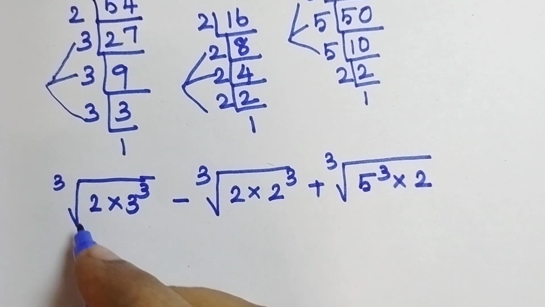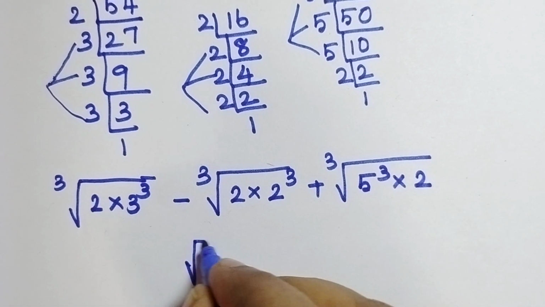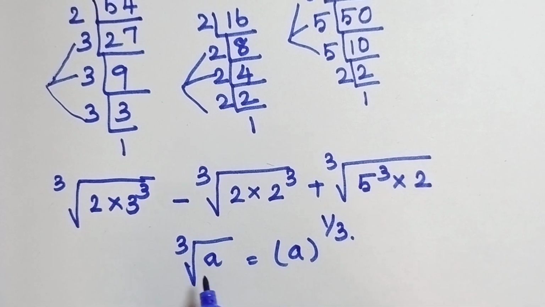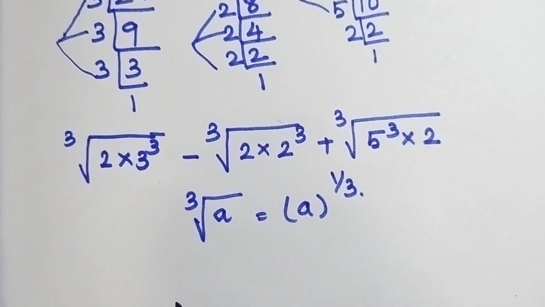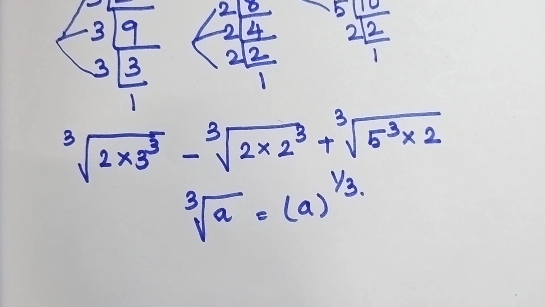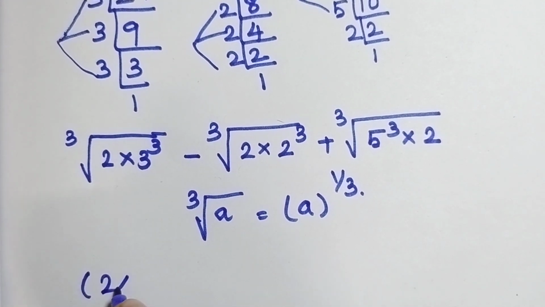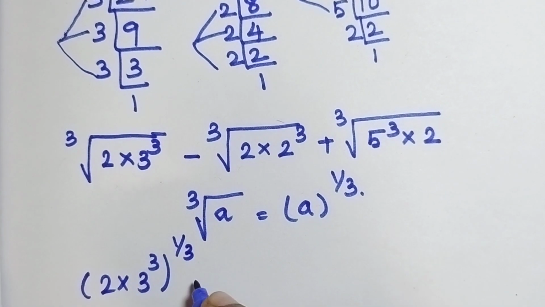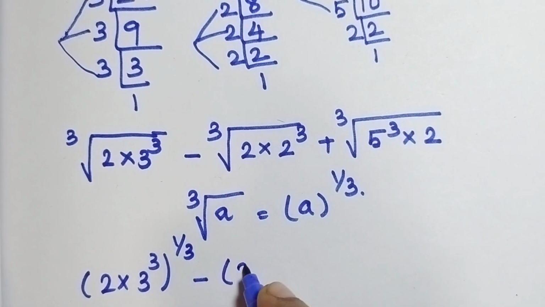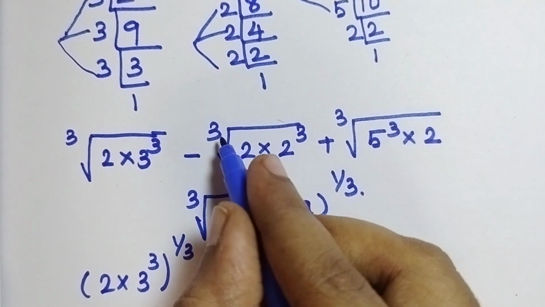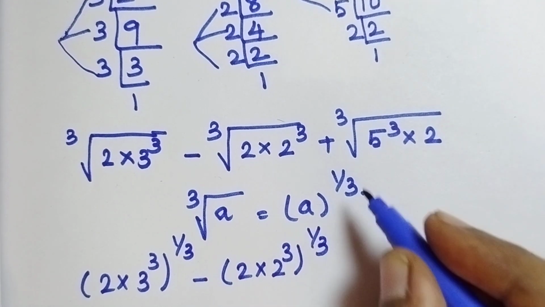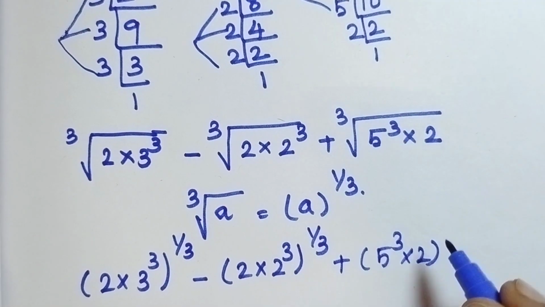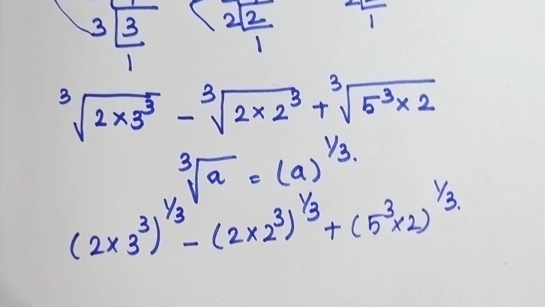For that, what do I have to do? We know that the cube root of a can be written as a power 1 by 3. Just change and write these terms. So this is equal to 2 into 3 cube, the whole power, instead of cube root I am going to write 1 by 3, minus 2 into 2 cube, instead of cube root I am going to write 1 by 3, plus 5 cube into 2, instead of cube root I am going to write 1 by 3.